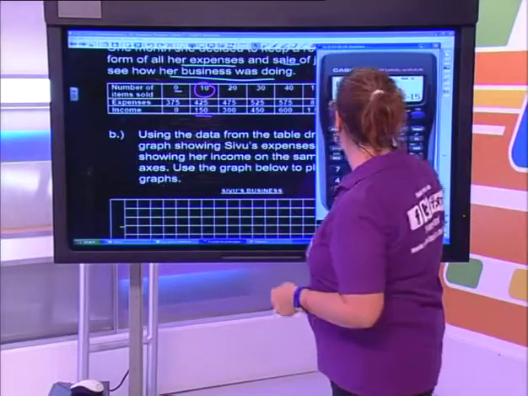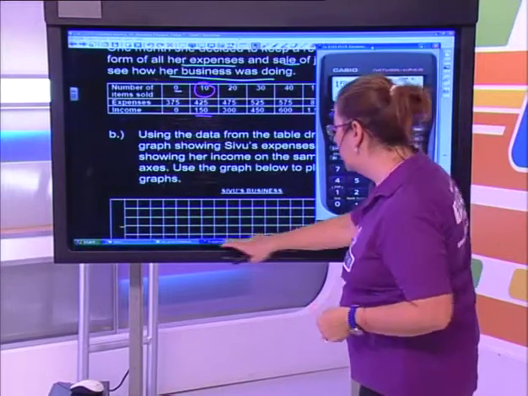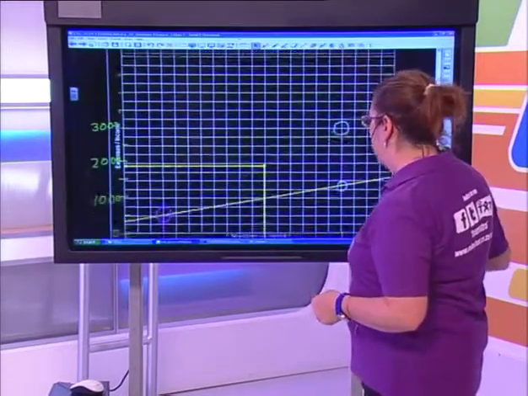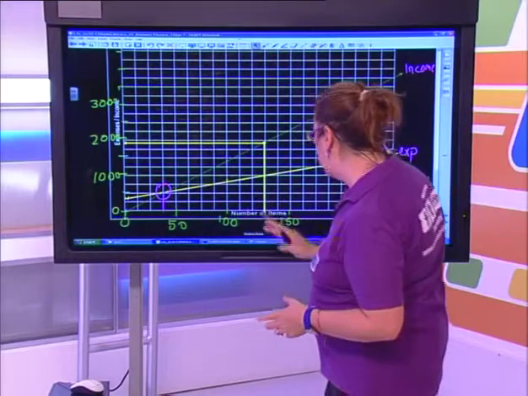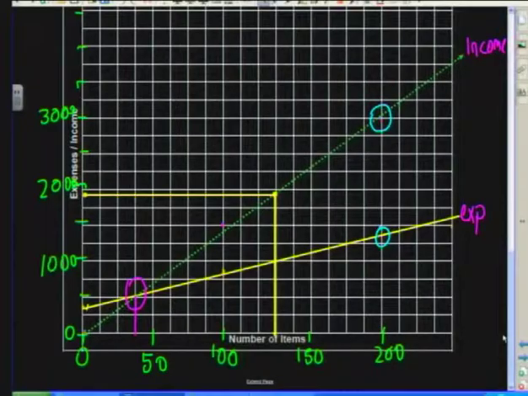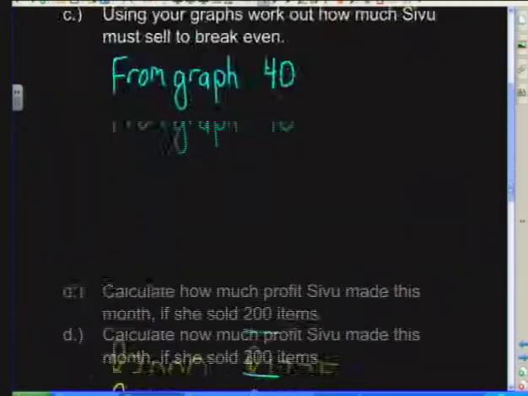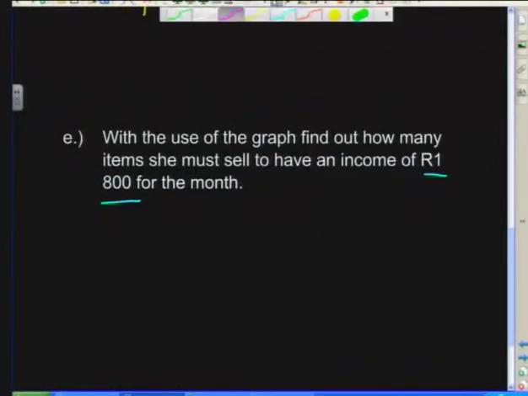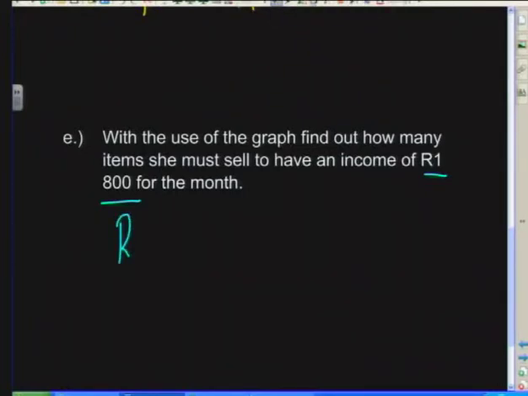So now, going back to this question, let's see what our graph says. Our graph said about 150, so that's about 130 that she needs to sell. So let's answer that question here. To make 1,800, we use the graph to find out how much she must sell to have an income of 1,800. From the graph, we can see that it is about 130 units.